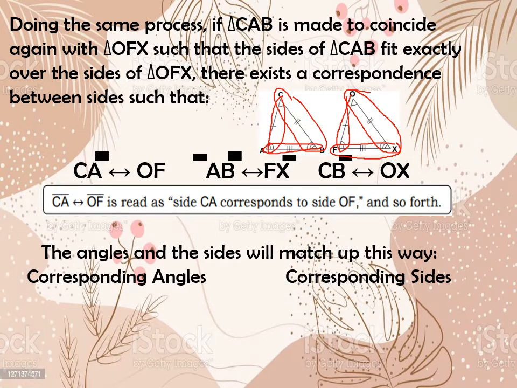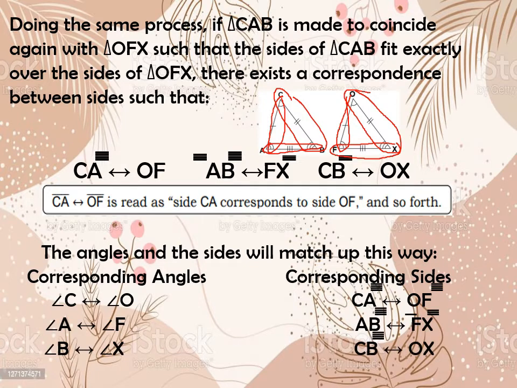The angles and the sides will match up this way. We have the corresponding angles and the corresponding sides. Angle C corresponds to angle O. Angle A corresponds to angle F. Angle B corresponds to angle X. The corresponding sides, we have side CA corresponds to side OF, side AB corresponds to side FX, and side CB corresponds to side OX.